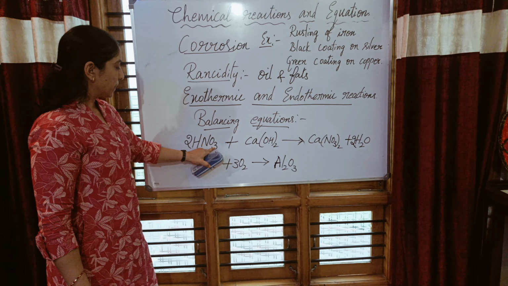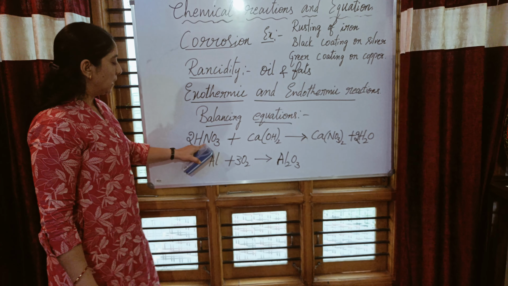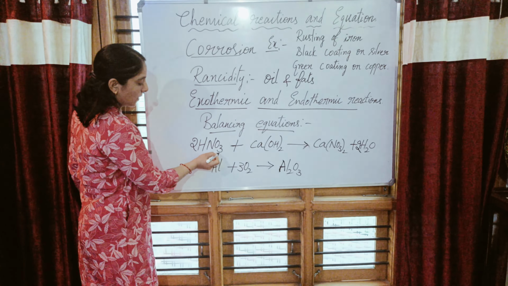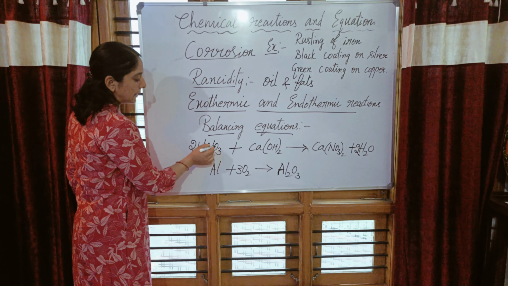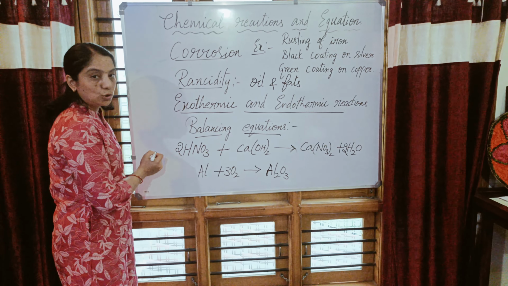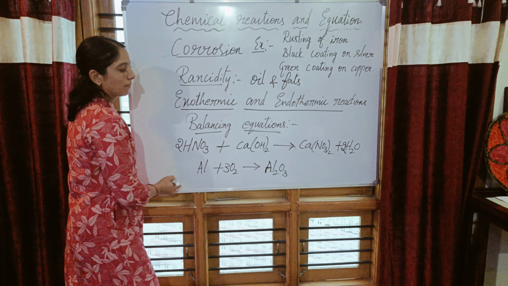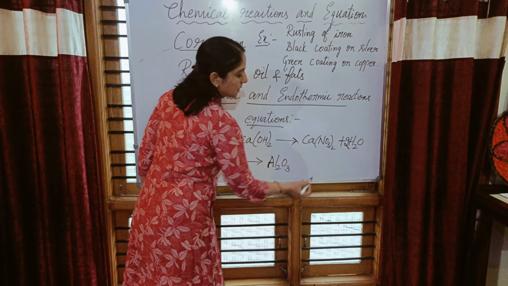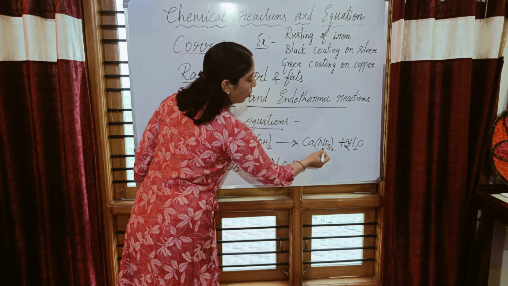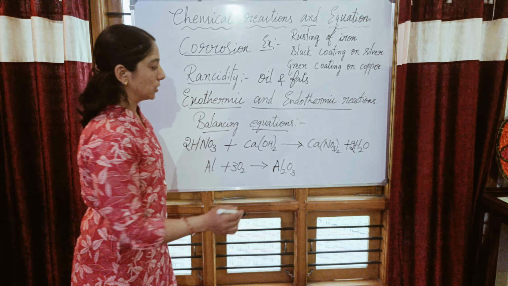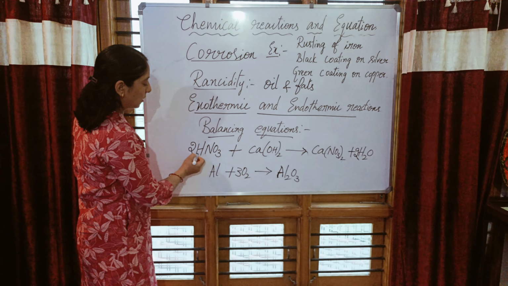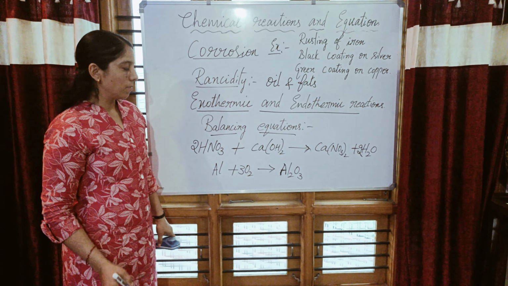Now NO3. So this 2 is applicable to both nitrogen and oxygen. Here O3 is there, and this is multiplied with 2. That means 3 2s are 6. See, on the right hand side also 3 2s are 6. And the whole 2 is applicable to both nitrogen and oxygen. So nitrogen is 2 and oxygen is 3 2s are 6. So we are writing 2 here. So now nitrate is also balanced.